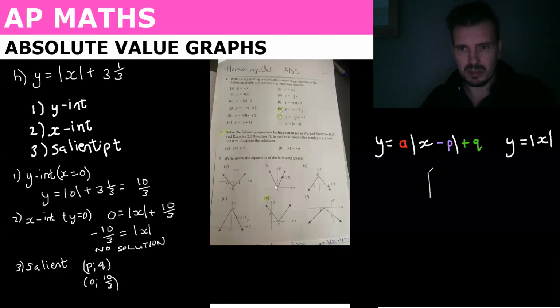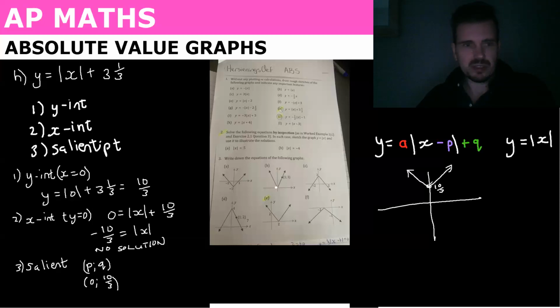And so we can look at our graph. 10/3 is our y-intercept. And it just goes up like a normal absolute value graph. But again, the salient point and the y-intercept are the same, so I should really say 0 and 10/3 is the y-intercept, that point. They are the same when there's no value with x, because there's no left and right shift.